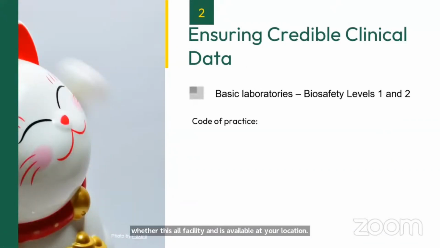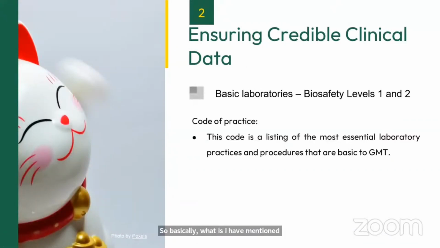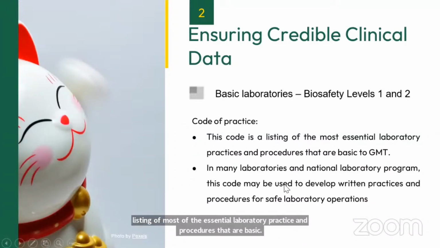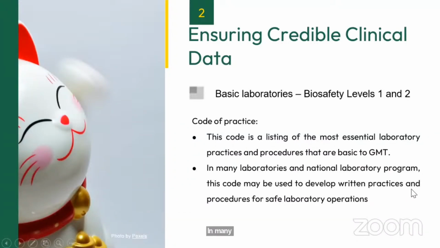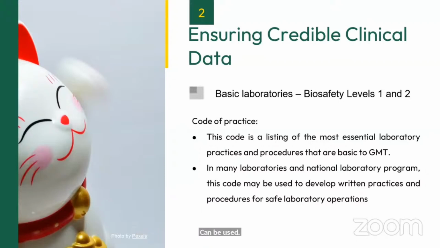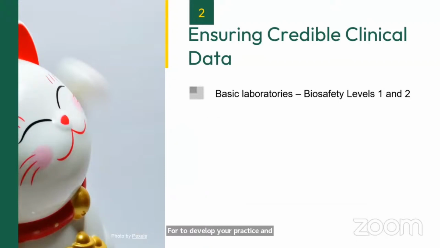So for basic laboratories, biosafety level 1 and 2, what is the code of practice? This code is a listing of the most essential laboratory practices and procedures that are basic. In many laboratories and national laboratory programs, this code may be used to develop written practices and procedures for safe laboratory operations. So this basic code of laboratory safety practices in level 1 and level 2 can be used to develop your practices and procedures for safe laboratory operations.